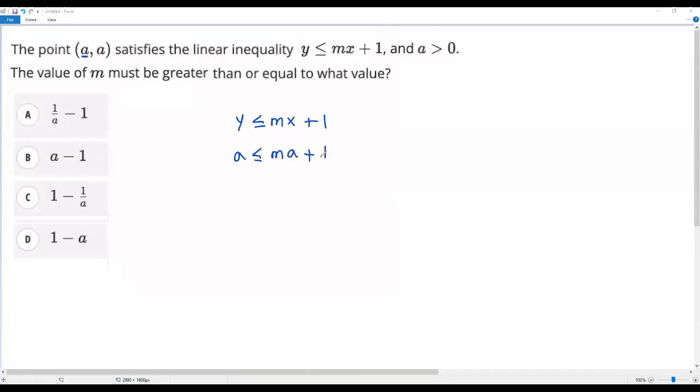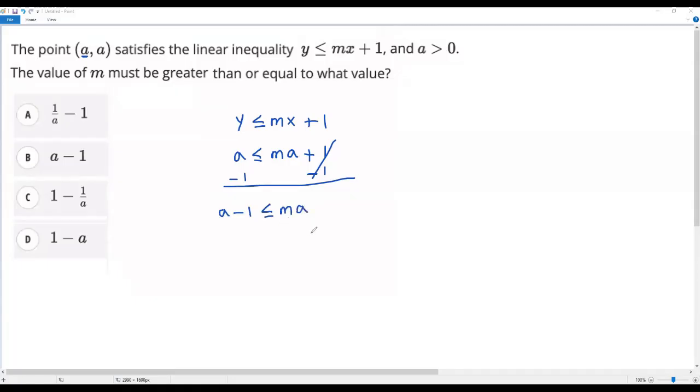Okay, now my aim is to solve for m. So I have to isolate m. First, let me get rid of this positive 1. For that I have to subtract 1 from both sides. So when I do so, this positive and negative 1 will cancel out. I'm getting a − 1 ≤ m times a.